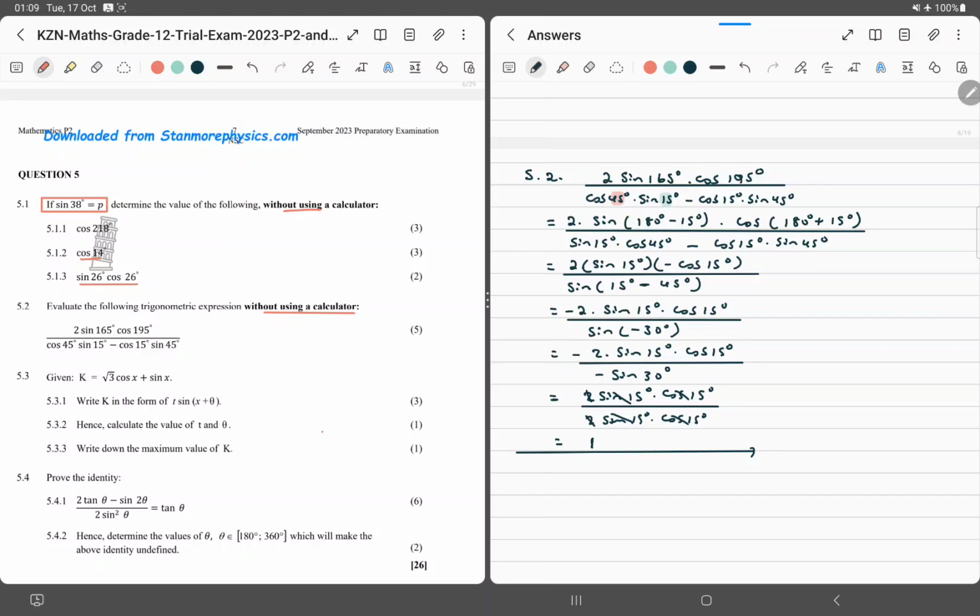Is done. Of course, I was just enjoying here, guys. So you know, when you're confident, you are confident. What can you do? Nothing. So where are these marks, bafowethu?